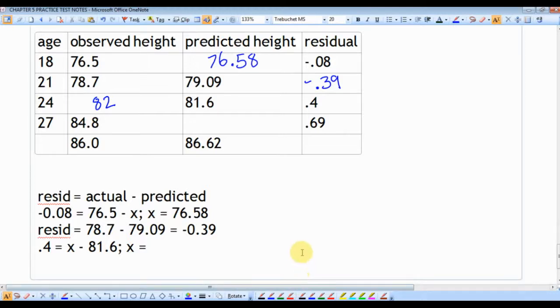Next one. We have residual 0.69 equals actual, which is 84.8, minus x, our predicted. And that gives me x equals 84.11. Yeah, that's right.